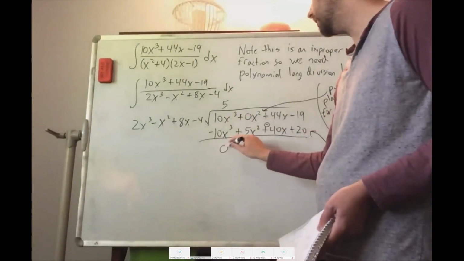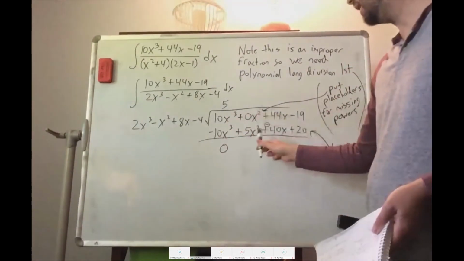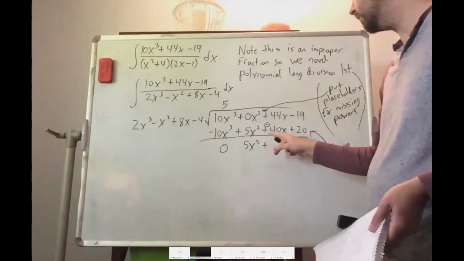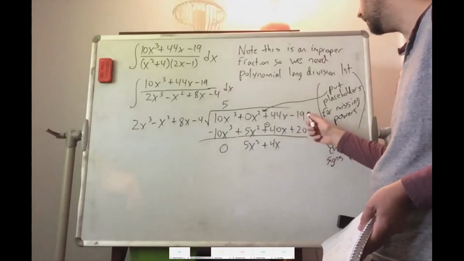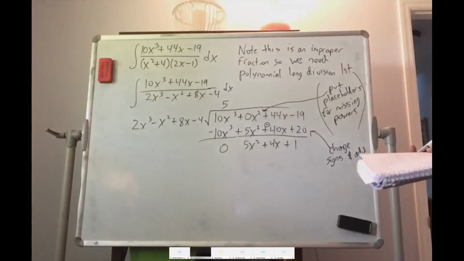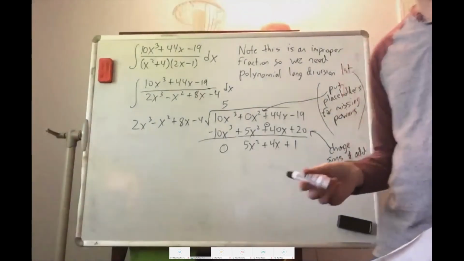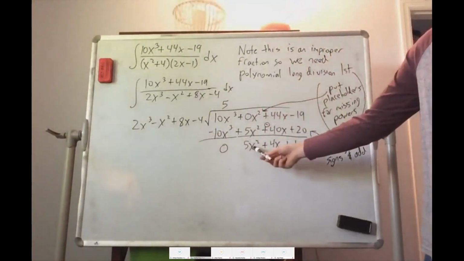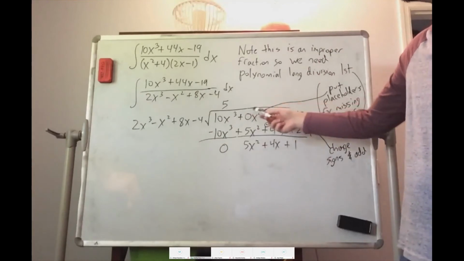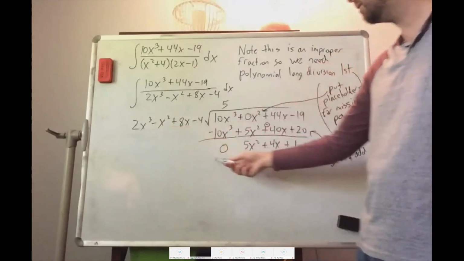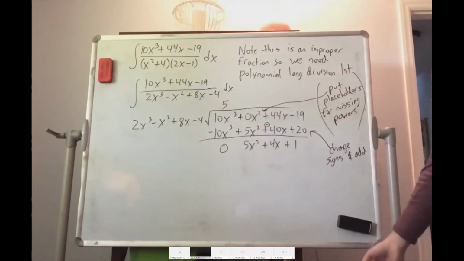So these two have to cancel out to 0, that's the whole point. Adding these, I get 5x squared. 44x minus 40x is just plus 4x, and minus 19 plus 20 is plus 1. Then, naturally, the next thing to do is to repeat the process. 2x cubed goes into this leading term how many times? And that would basically be your coefficient here. Now, in this problem, it's over already, because 2x cubed is already a larger power than this, so it doesn't go into it at all. So you pretty much stop at this point.